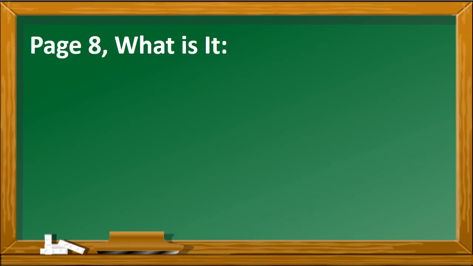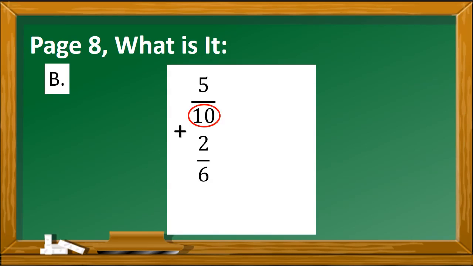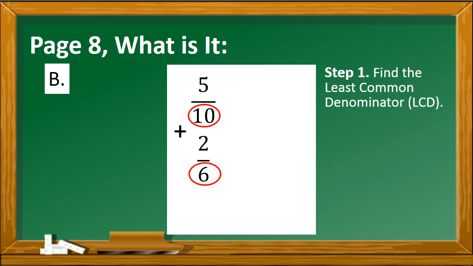Let's take another example in adding simple fractions without regrouping. On page 8, what is it? Letter B, 5/10 plus 2/6. 10 and 6 are not the same. So, step 1, find the least common denominator or LCD. First, check 10 and 6 if they have common factor. Yes, 10 and 6 have 2 as common factor.